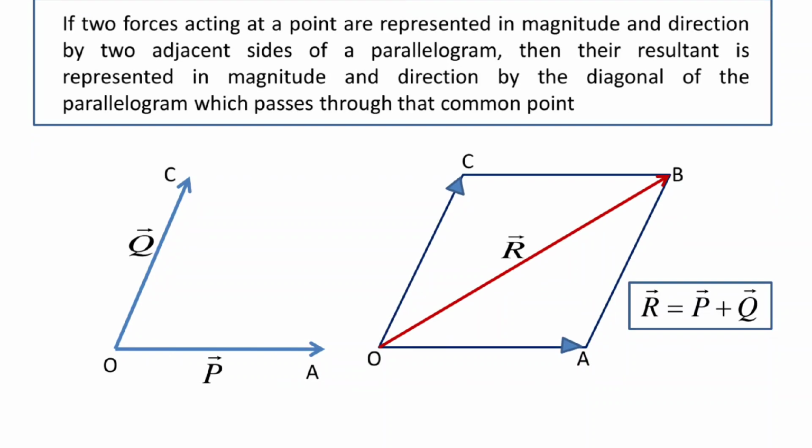For example, let us consider P and Q be the two forces acting simultaneously on a particle, and let them be represented in magnitude and direction by the sides OA and OC. We complete the parallelogram OABC and connect the diagonal OB. The resultant force is represented in magnitude and direction by the diagonal of the parallelogram.